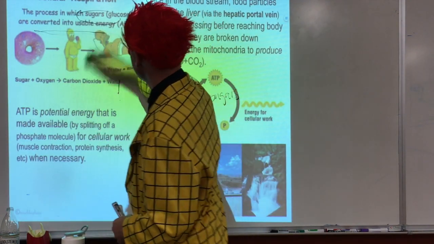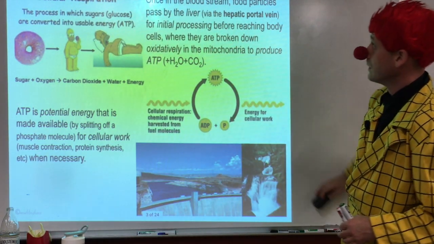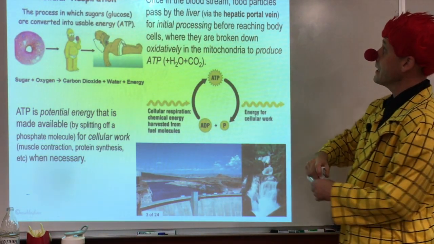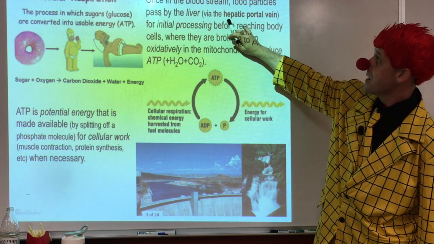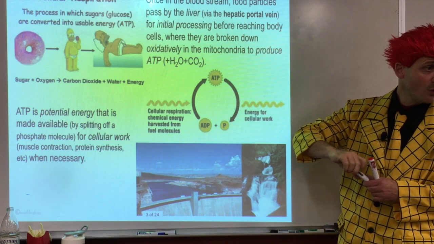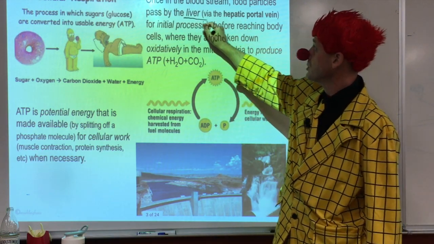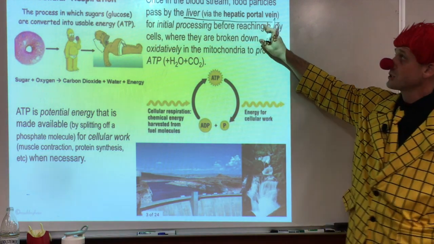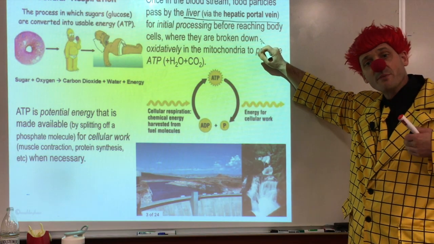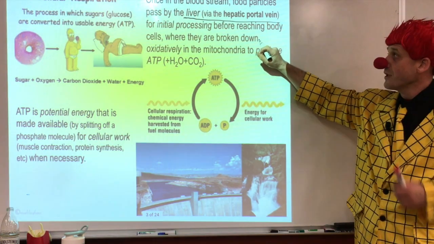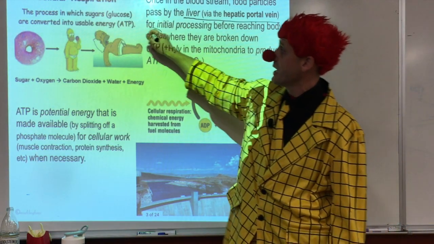Look at that now, cellular respiration. So this is where the food particles go, I talked about that, they go to the hepatic portal, so most of them go to the liver for processing. The liver is where we process the food first, and most of the food goes right there. That's called the hepatic portal vein. The vein that goes from the gut, from the small intestine, to the liver. And that's initial processing before we get to the body's cells.